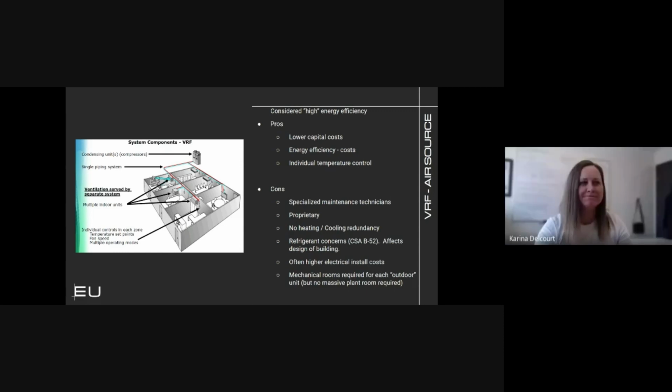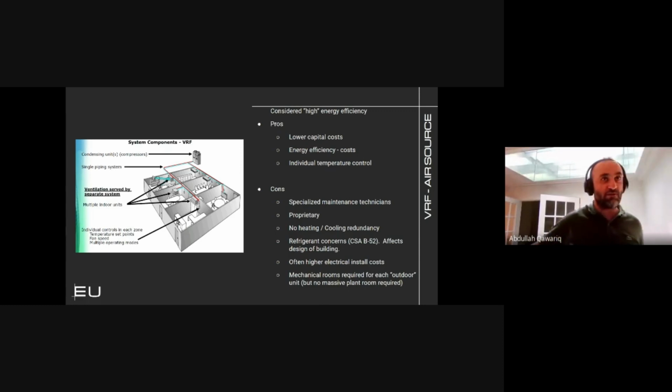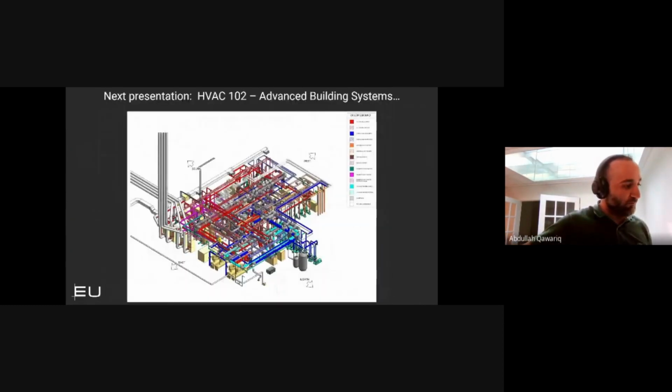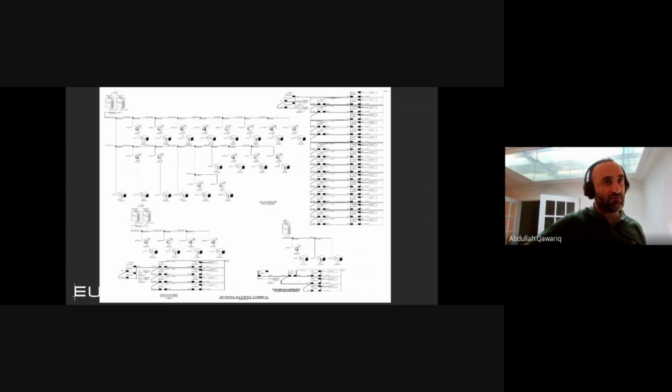Go ahead, Abdullah. Yeah, thanks, Ben, for the presentation. I just had a question regarding your last slide just before the 3D model. You mentioned there that using the VRF system allowed you to save space, basically not using the plant room, but instead utilizing the mechanical room on each level, if I understood well. That's right. What did you use the mechanical room for at each level, and how big is it?